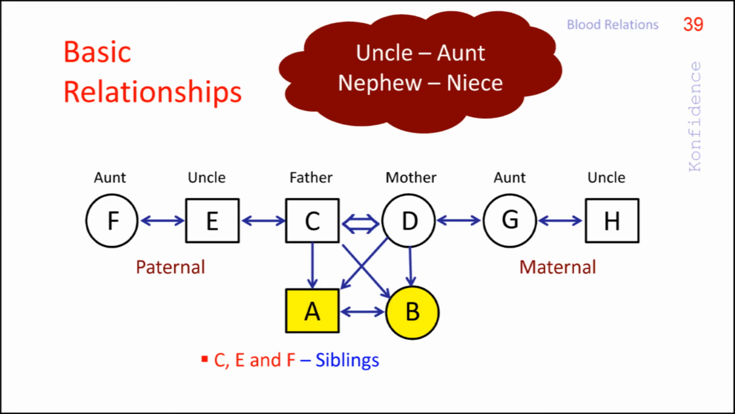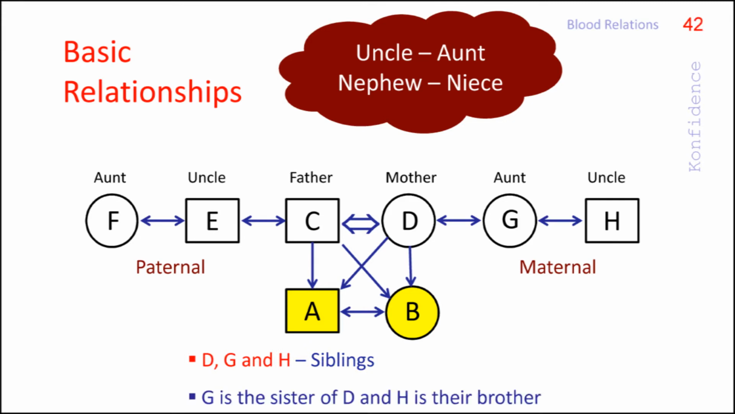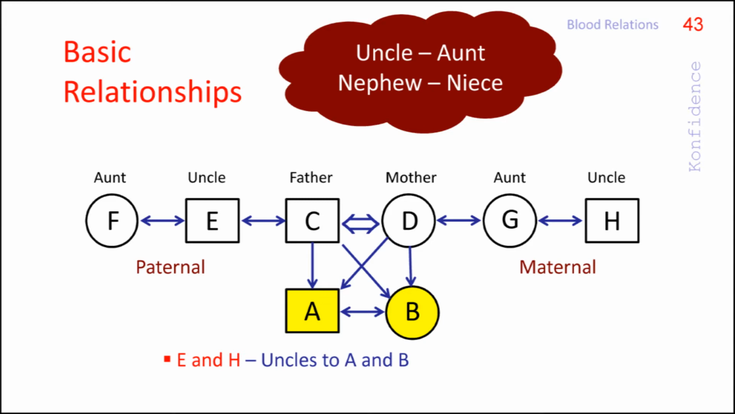C, E, and F are siblings in the diagram. E is the brother of C and F their sister. D, G, and H are siblings. G is the sister of D and H is their brother. Based on these relations, E and H are uncles to A and B. Father's brother and mother's brother are uncles. Father's brother is called a paternal uncle and mother's brother is called a maternal uncle.